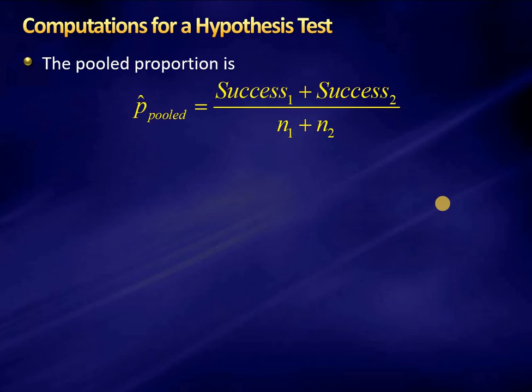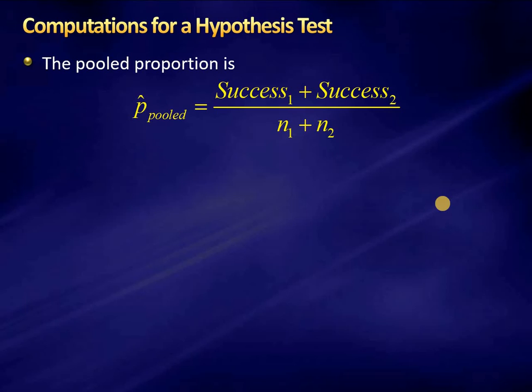For some reason, this looks a lot harder than it actually is. You just take all of the successes plus all of the successes, divided by all of the people. For example, if I'm pooling the proportion of female applicants that were accepted and the proportion of male applicants that were accepted, I would just say all people who were accepted divided by all people who applied. That's what this is saying. And you always want to identify this, and I know it's annoying, you have to identify it as p-hat pooled. Important that you show that.